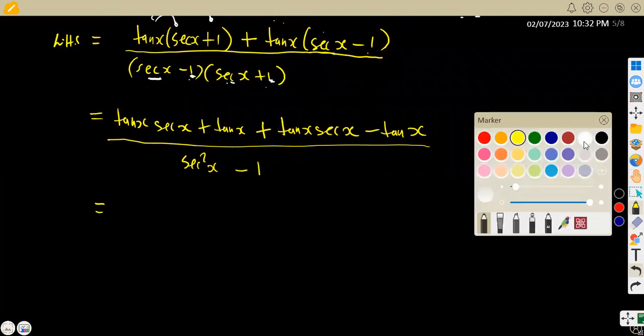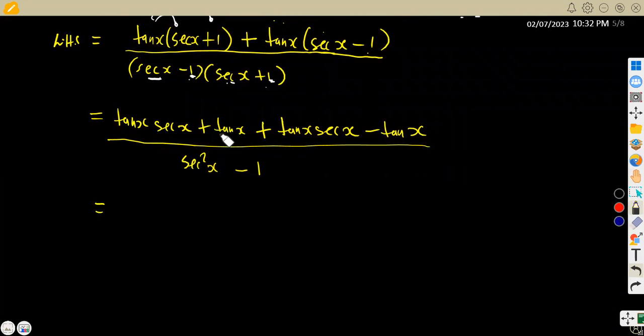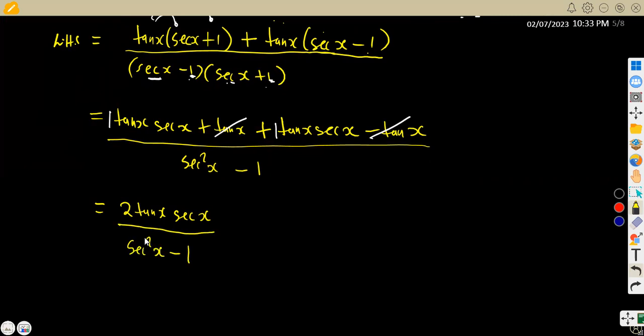Let's see if we've got like terms in the numerator. We've got tan x and negative tan x, which cancel. Then here it's 1 tan x sec x plus 1 tan x sec x. If you add, it's 1 plus 1, which is 2 tan x sec x. I want you guys to be with me here. This is supposed to be written over sec squared x minus 1.